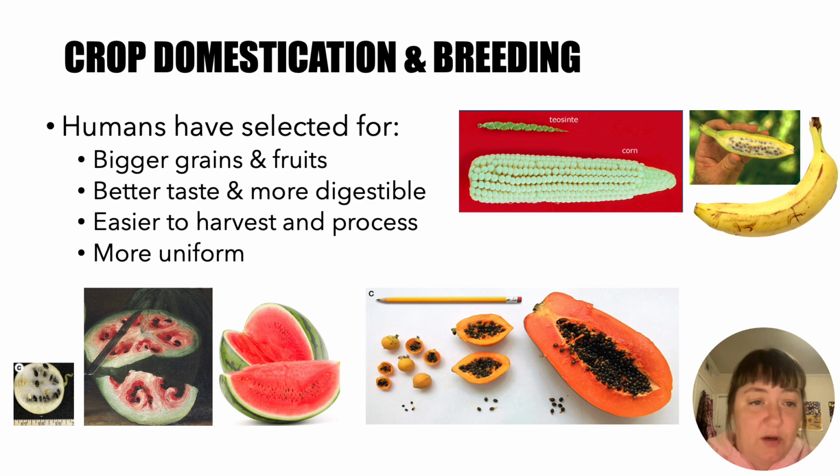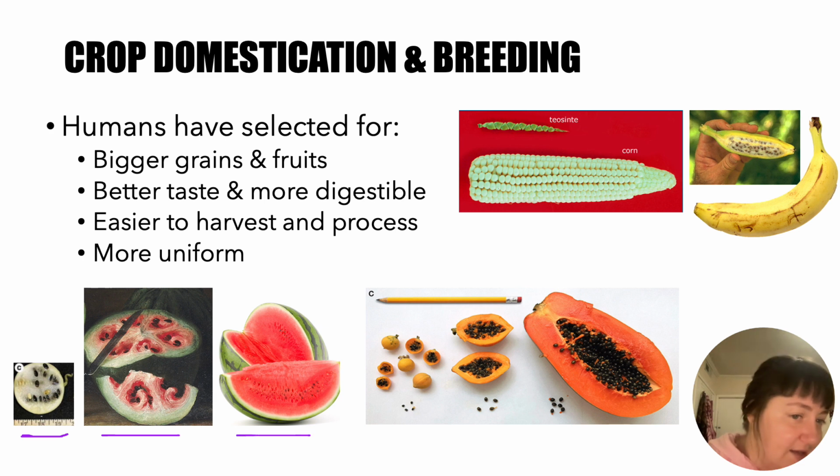Humans selected for bigger grains and bigger fruits, better taste, and more digestible products, easier to harvest and process, and also more uniform, which also made it easier to harvest. This one on the bottom here is a wild relative of the watermelon. And here is a Dutch painting from the 1600s, and then you have the modern day watermelon. So you can see it got a lot bigger, with a lot fewer seeds, and also the wild melons were pretty bitter, and the current ones are pretty sweet.